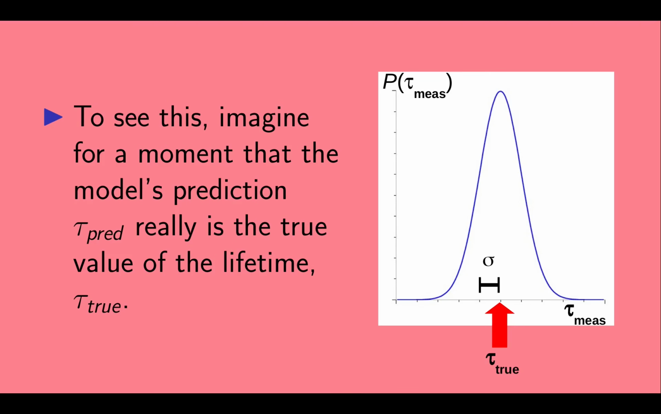To see this, imagine for a moment that the model's prediction, tau predicted, really is the true value of the lifetime, tau true. So, as shown on the right, we expect the measured results to be Gaussian distributed around the true value, tau true. Now, we imagine that tau true is the value predicted by the model. So we substitute tau predicted for tau true on the bottom axis.